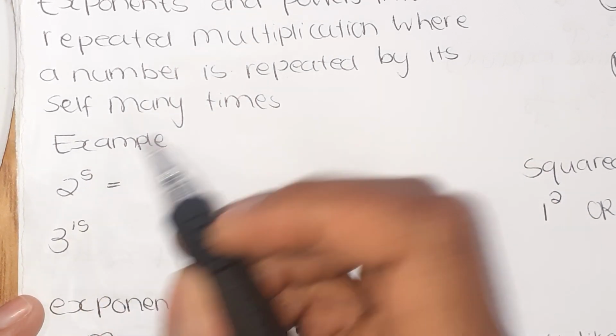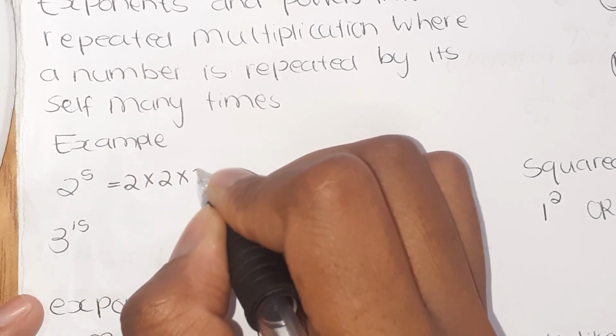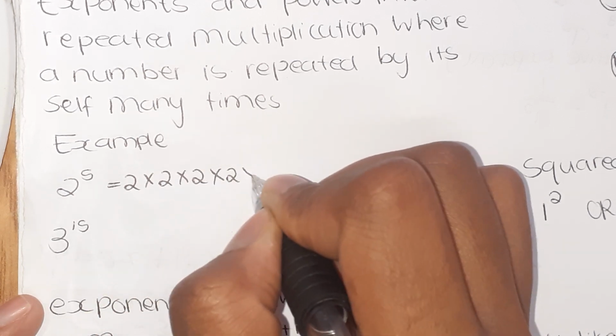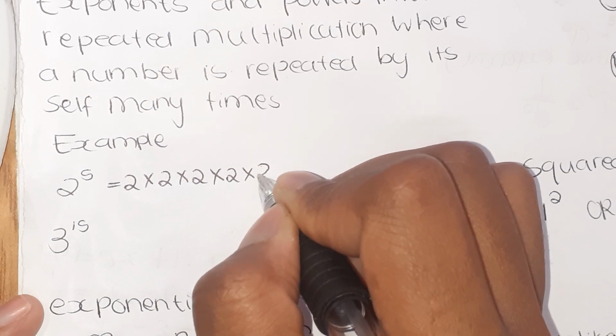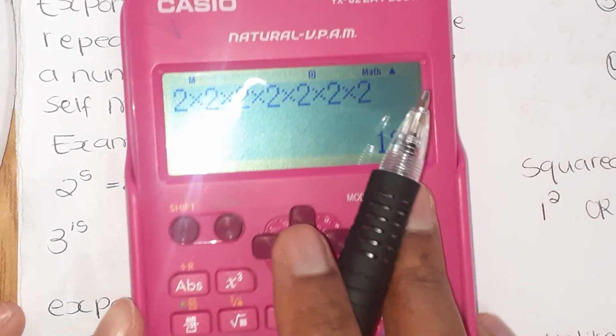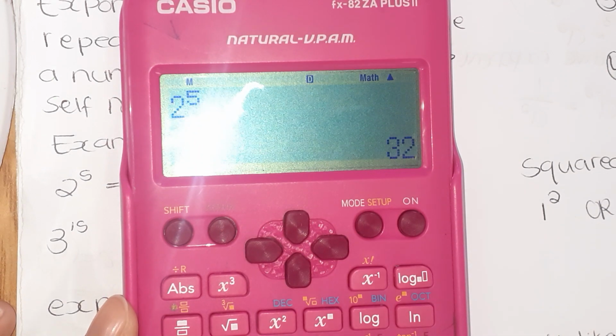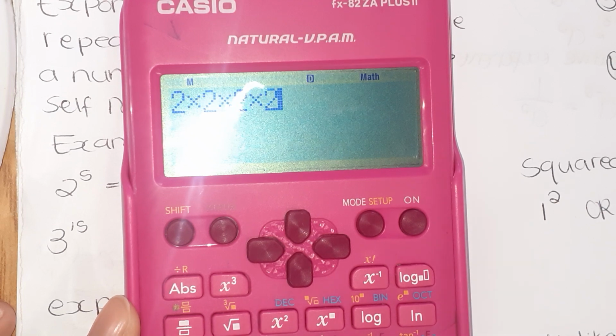2 to the power of 5. That's 2, 2, 2, 2, 2. Let's count them: 1, 2, 3, 4, 5. So that is 2 to the power of 5, and that gives us 32.